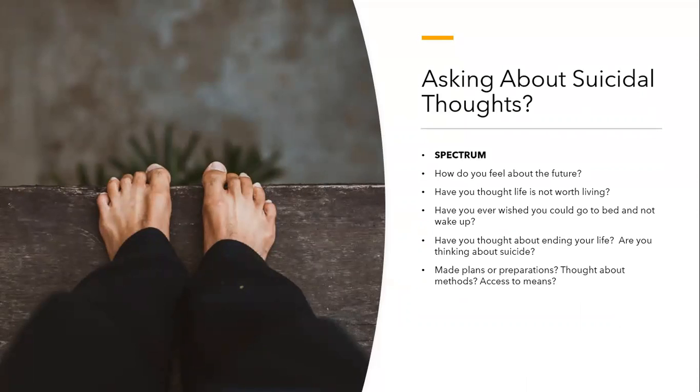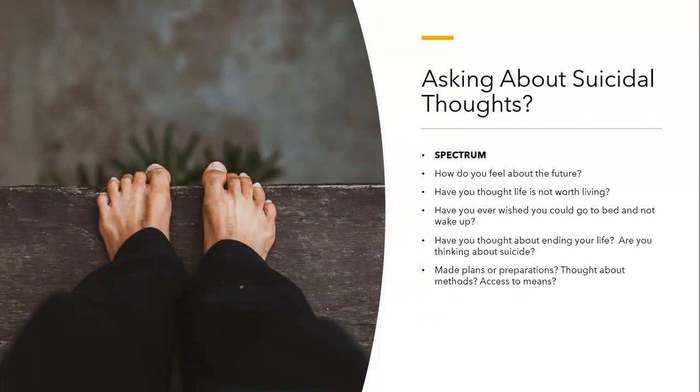And when I write thought about methods, you have to think about, have they researched any methods? Have they bought a rope? Have they stockpiled medications? And access to means. So as an example, you might see someone who's expressed suicidal thoughts and they said that they've thought about ending their life by shooting themselves. In this scenario, we have to follow up that question with, do you have access to a gun?